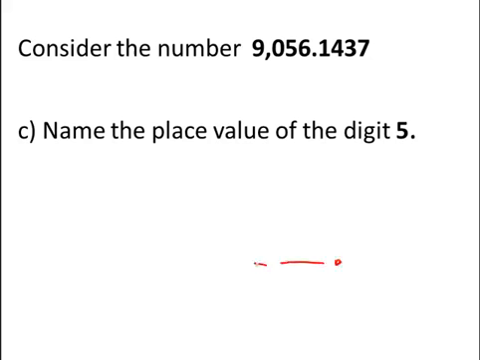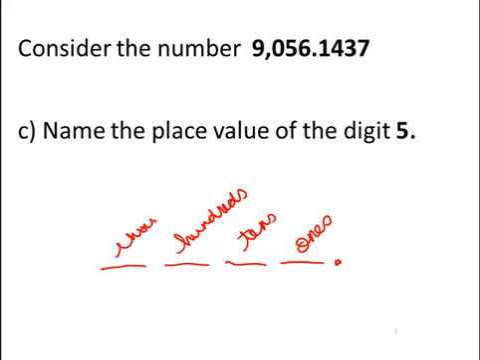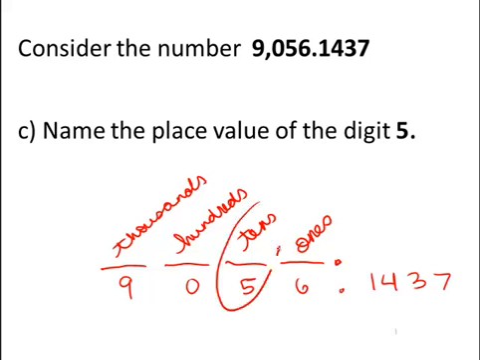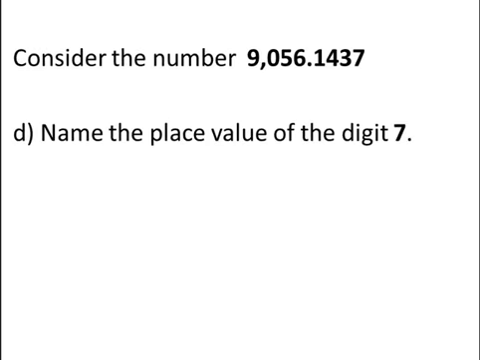So again, let's review these place values, which are the ones, the tens, the hundreds, and the thousands. Lining up the decimal which I have been given, what is the place value of the 5? The place value of the 5 is the tens place. The tens place. And we can go on to part D.